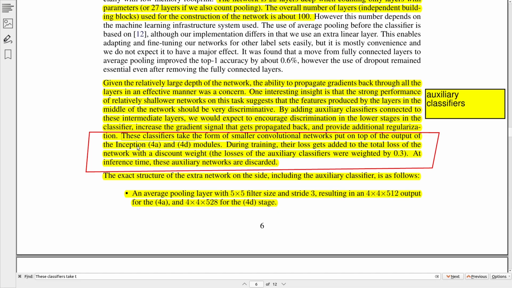So the authors of the paper say exactly that these classifiers take the form of smaller convolutional networks put on top of the output of Inception 4A and 4D modules. During training, their loss gets added to the total loss of the network with a discount weight. The losses of the auxiliary classifiers were weighted by 0.3. At inference time, these auxiliary networks are discarded.